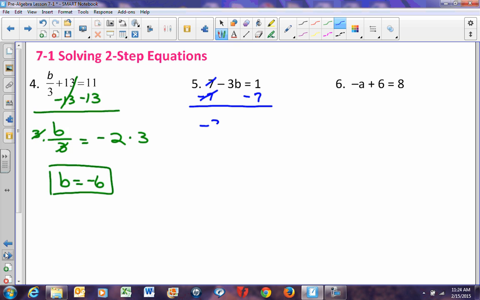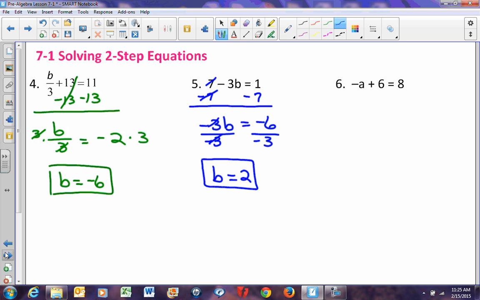I still have a negative 3b equals negative 6. Really carefully, don't lose that negative sign that's in front of your 3b. Sign goes with number. A sign is immediately in front of the number that it's making negative. So I want to solve for positive b, not negative b. So instead of dividing by 3, I will divide by negative 3, so I will end up with a positive b. These two things will cancel out because negative 3 divided by negative 3 is positive 1, leaving me with positive b. Negative 6 divided by negative 3 is positive 2. Be very careful of your positive and negative signs.